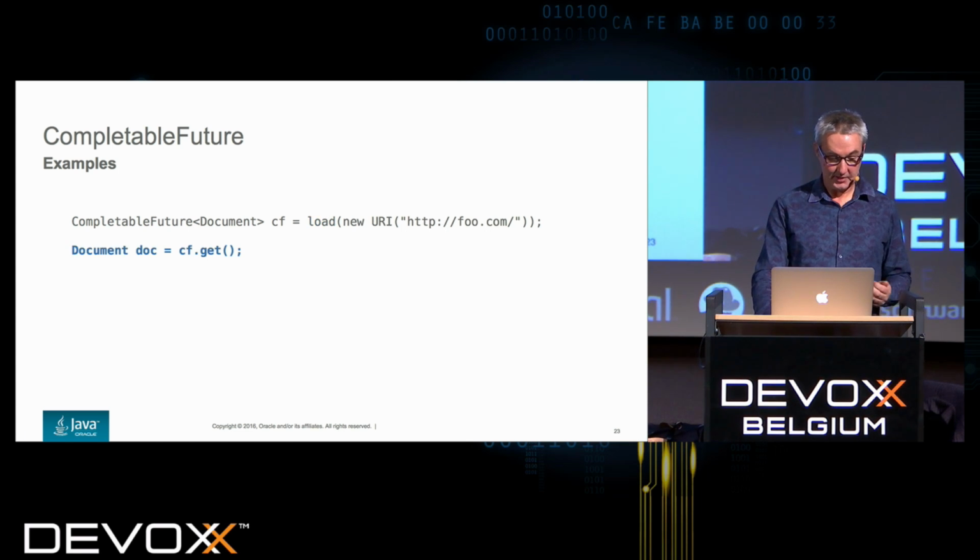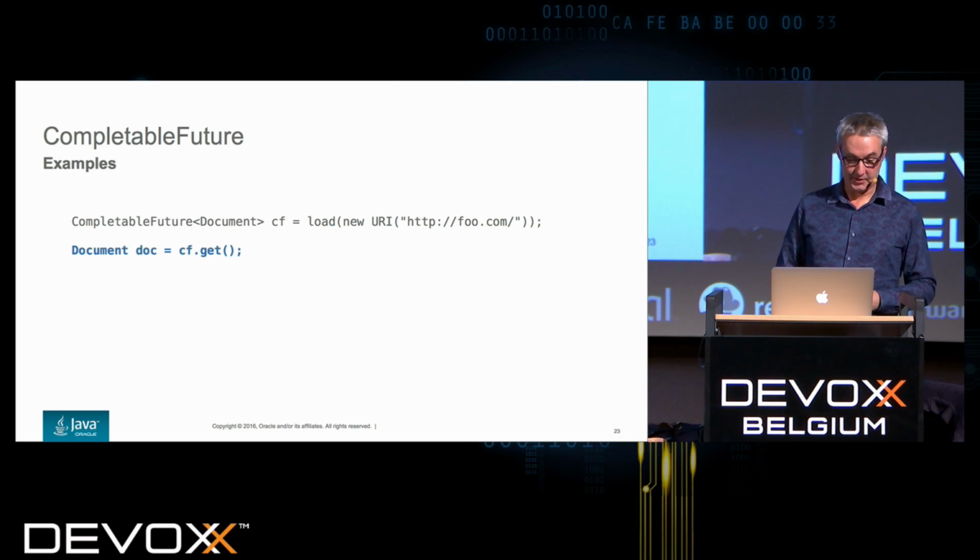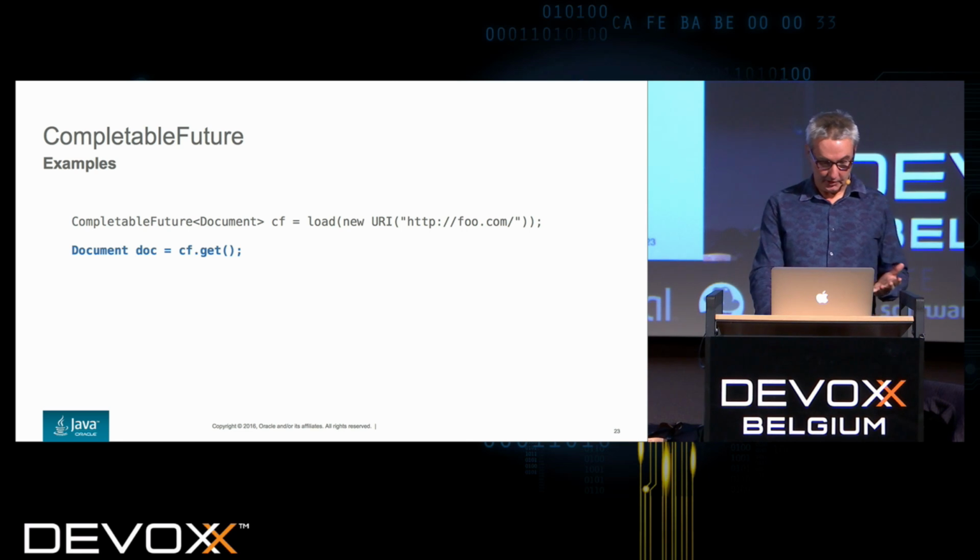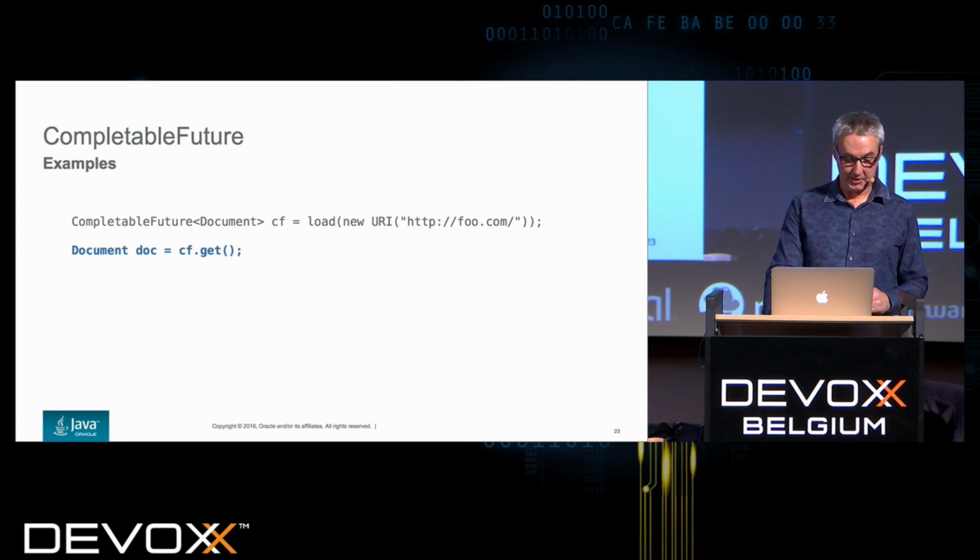The simplest thing you can do with it is just call get. That blocks and effectively emulates traditional blocking behavior, which is not very interesting. When you call that, it blocks and returns the document, or else it will throw an exception. If it throws an exception, that means the CompletableFuture completed exceptionally.